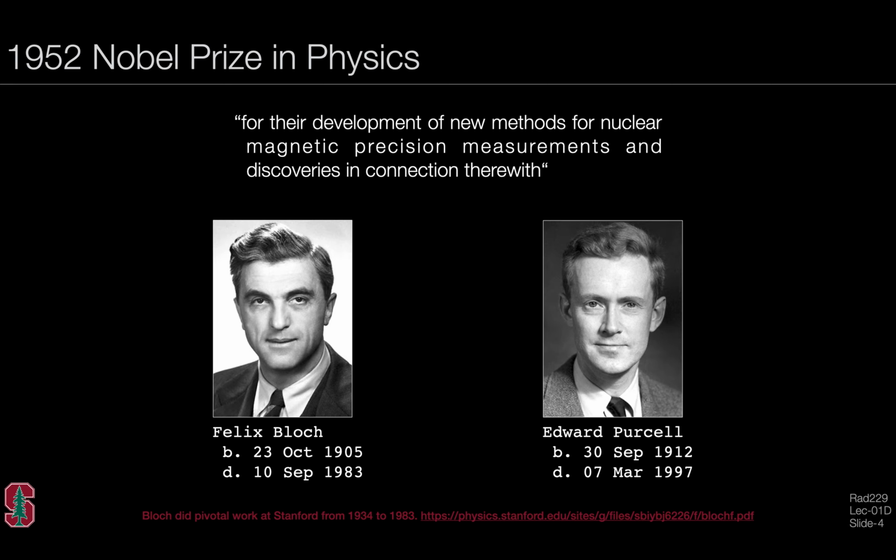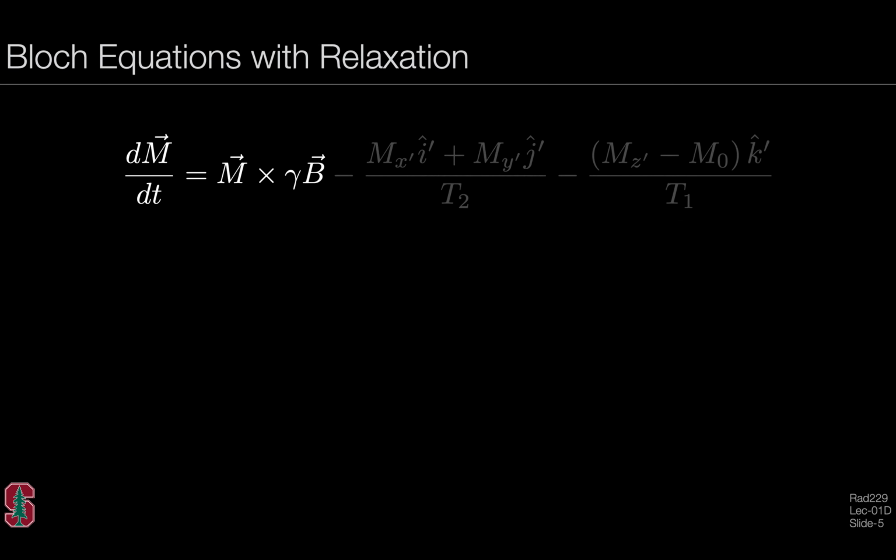In 1952, the Nobel Prize in Physics was awarded to both Felix Bloch and Ed Purcell for the development of new methods for nuclear magnetic precision measurements and discoveries in connection therewith. Bloch did pivotal work at Stanford from 1934 to 1983, and you can read more about that online. The Bloch equations, of course, are named after him.